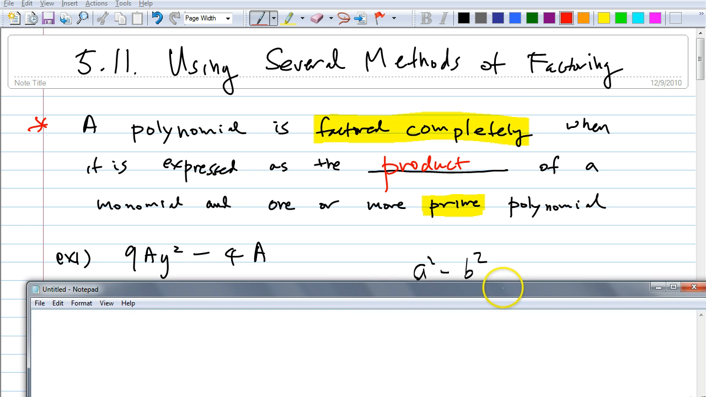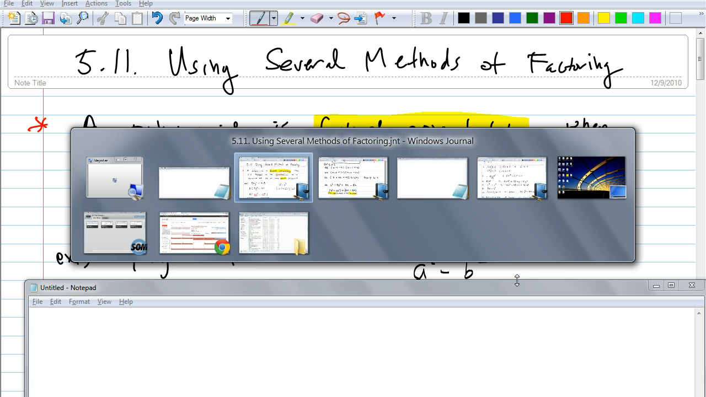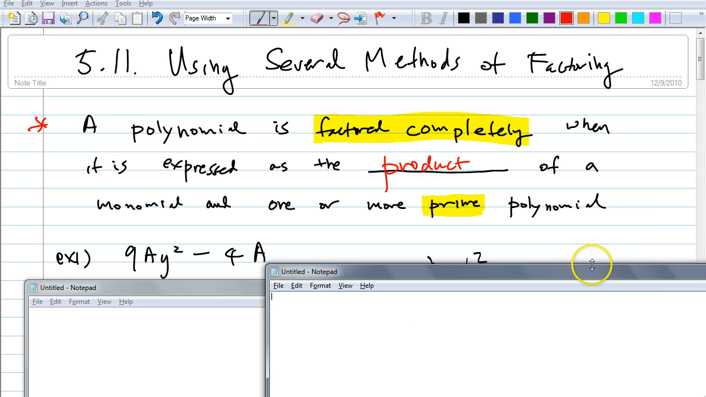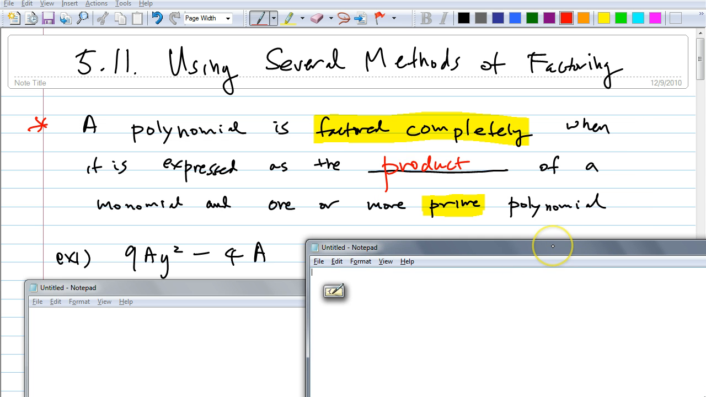Let's try an example. Let's factor completely something like this: 9ay squared minus 4a. Okay. So what do you think I should do first, by the way? Whenever you have things to factor, you should look for something first. Sophia? GCF is correct. What is my GCF in this?